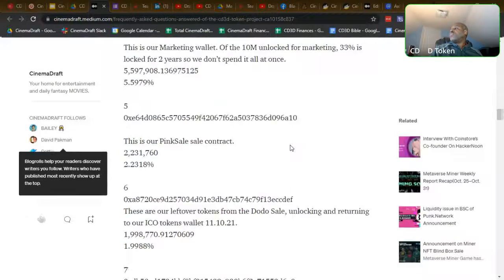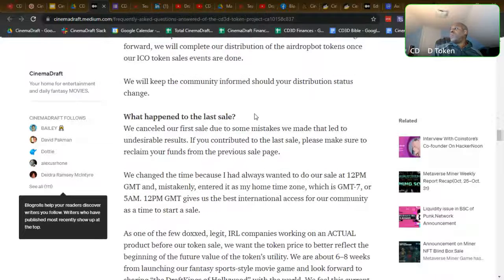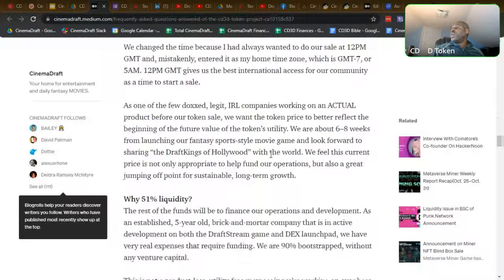So that covers this section right here. What happened to our last sale? We made some tech mistakes, and we wanted to come back bigger and better with this sale. We had a lot of people who wanted to join the whitelist, who missed out, who found out about us late. Our new and expanded whitelist will be able to buy their tokens early with everyone else.